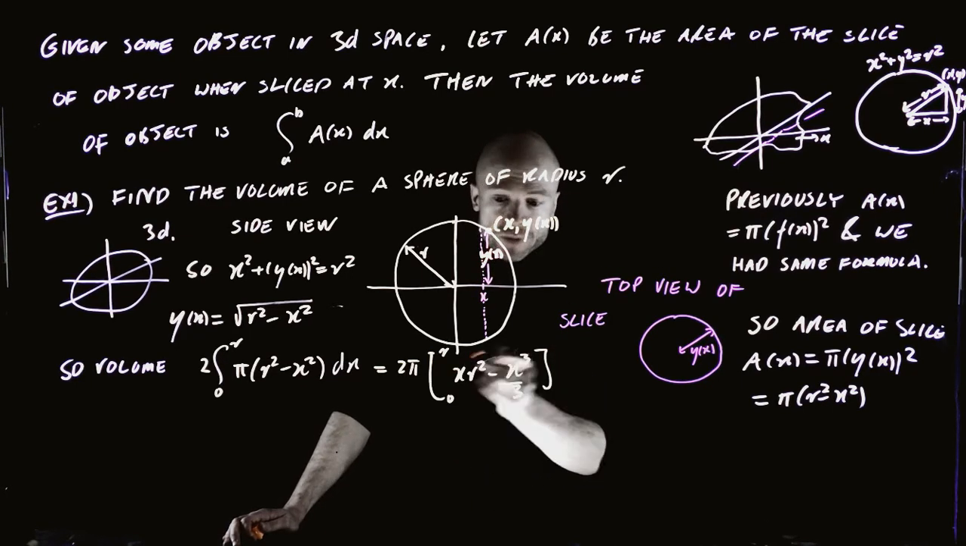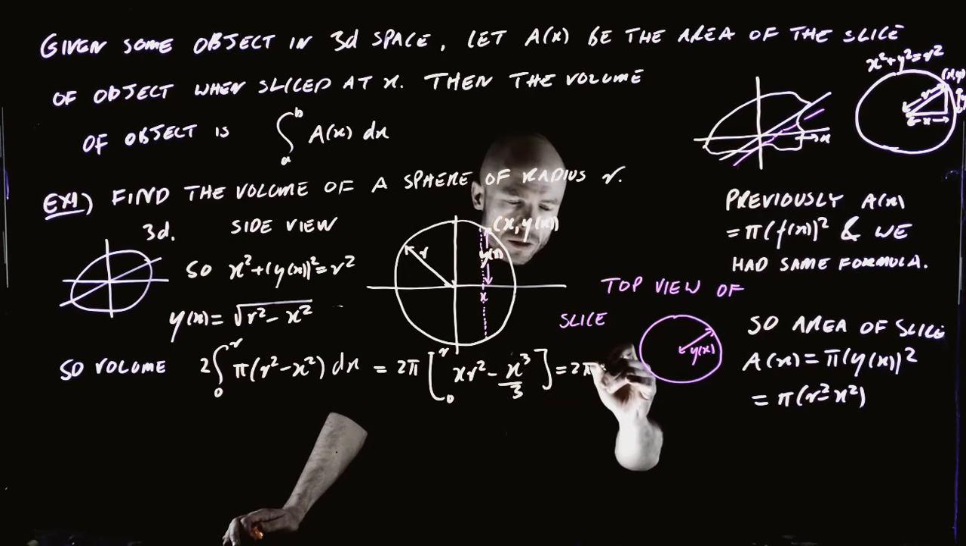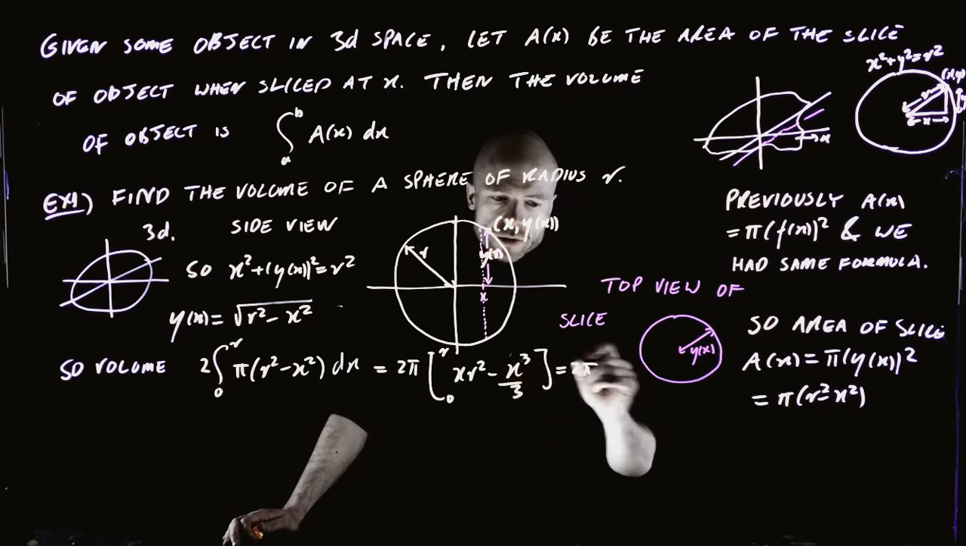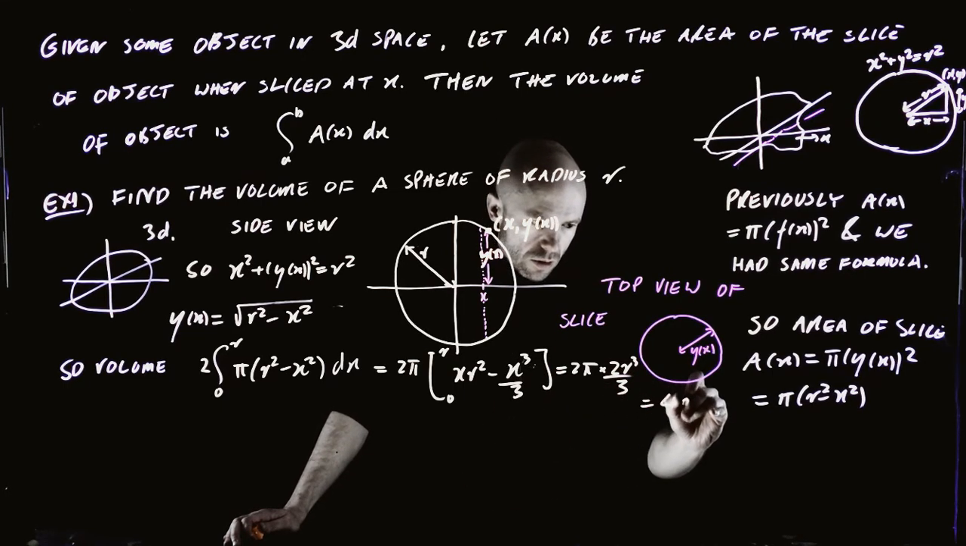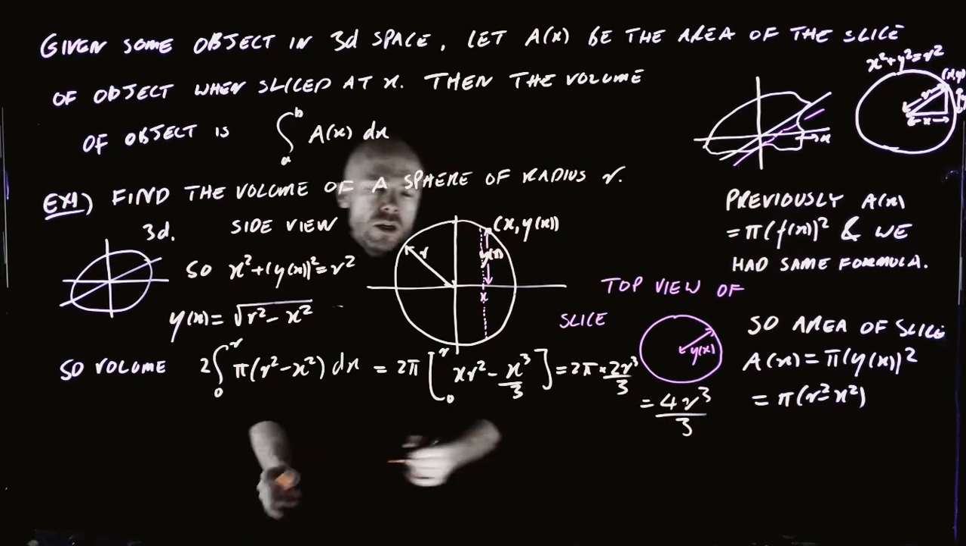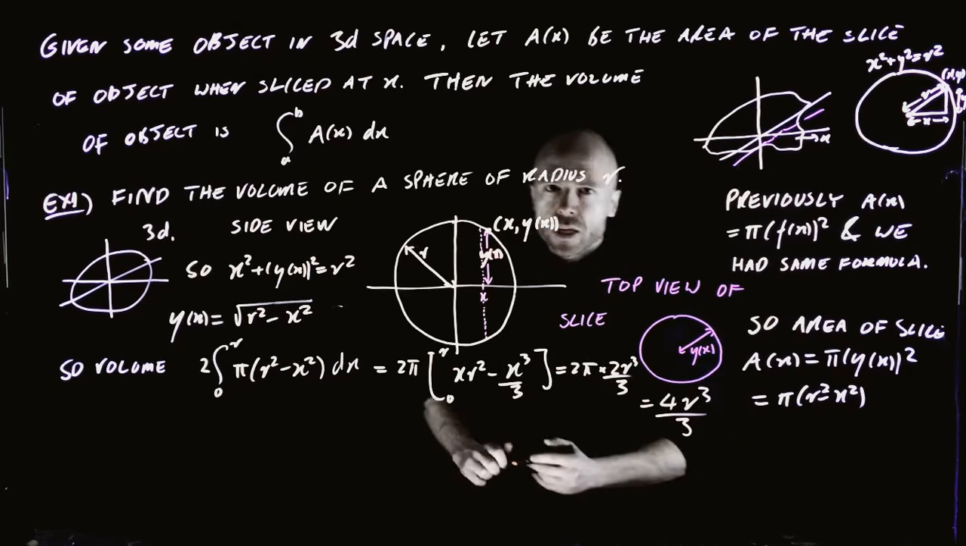Yeah? Then we just plug in the r. And then what's that? It's going to be 2 pi. We have r to the 3 minus a third. So it's going to be times 2 r to the power 3 over 3. So that is just 4 pi r to the 3 over 3, which might be a formula you've seen before somewhere, but now we know it. Now we know it.